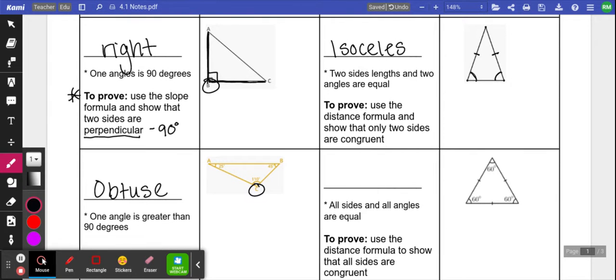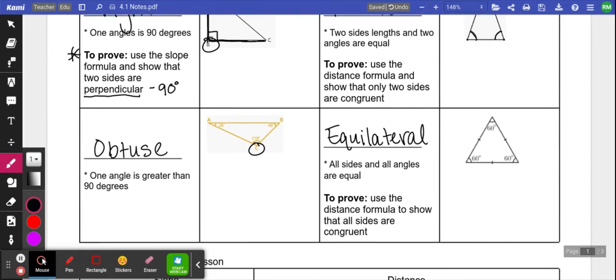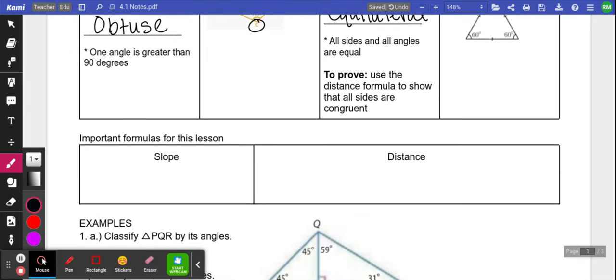And last but not least, we have an equilateral triangle, which means that all sides are equal and all angles are equal. Also, in an equilateral triangle, the angles will always be 60 degrees. I think that's the only way it could work out. Let's go ahead and move on.